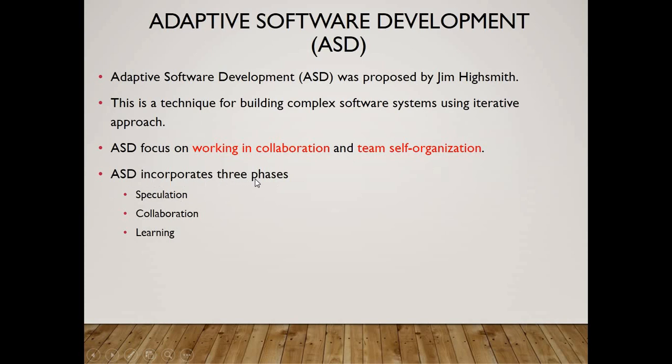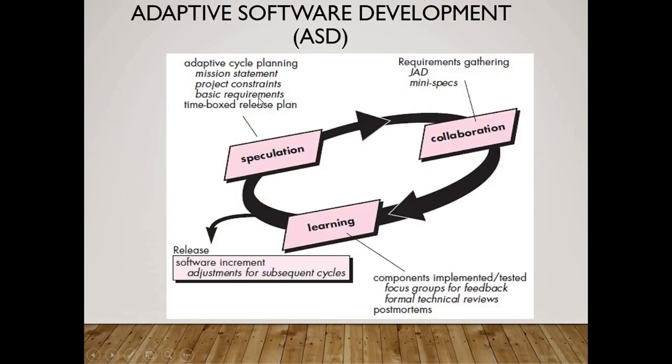ASD incorporates mainly three phases. The three phases are: first is speculation, second is collaboration, and third is learning. So this is the figure for ASD, adaptive software development. Here we have three phases: speculation, collaboration, and learning.